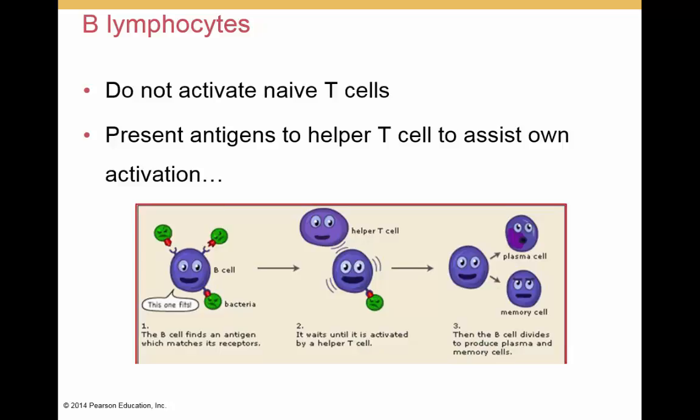And the helper T cell will say, yes, that is a great match. Go out and kill, my son. This is the process here. The B cell finds an antigen that actually fits, lock and key. That one doesn't work, that one doesn't work. Oh, yay, this one fits.